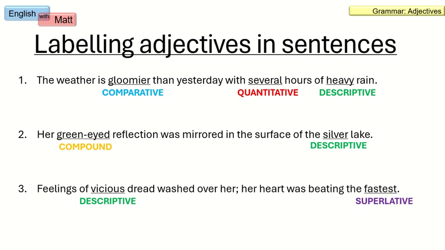We've got the descriptive adjectives of heavy, vicious, and silver. We've got the compound adjective green-eyed, describing the reflection that was mirrored in the surface of the silver lake. And we have one superlative, the most fast, in other words, ending there in est.